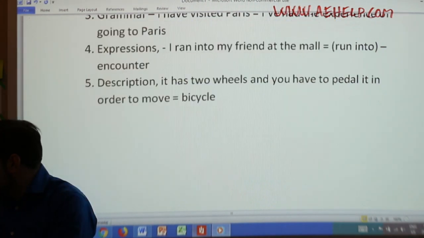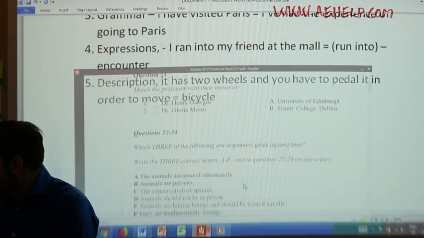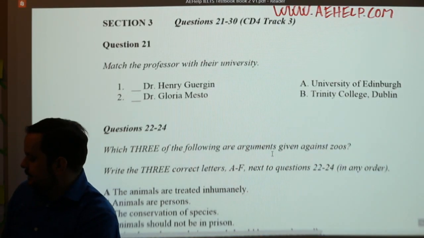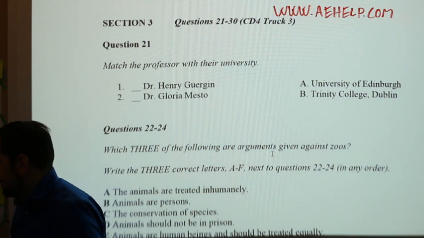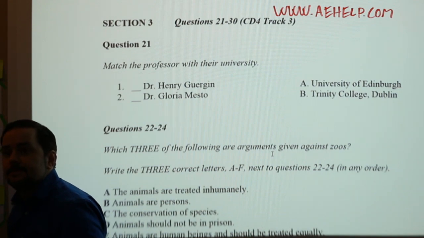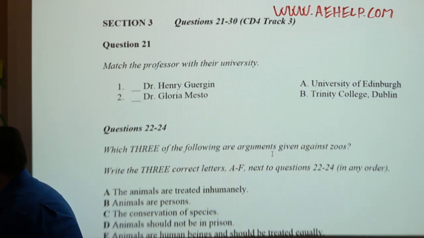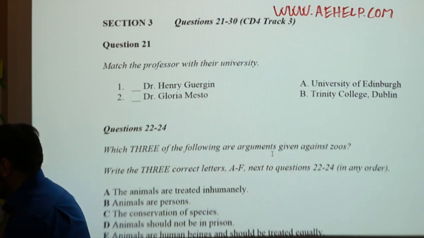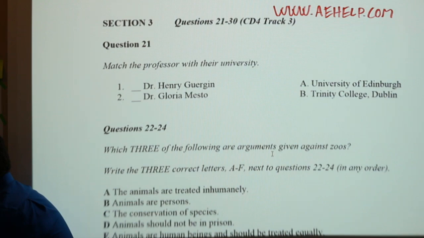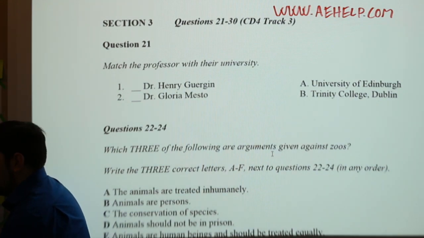Now turn to section 3. Take some time to look at questions 21 to 26. Listening section 3. You will hear a panel discussion on the ethics of zoos. Now listen carefully and answer questions 21 to 26.